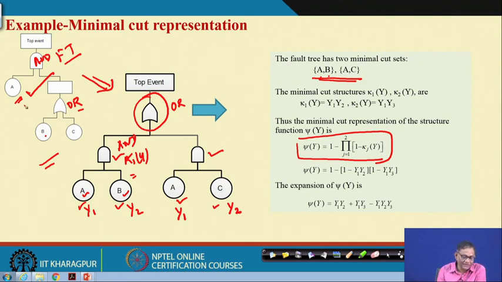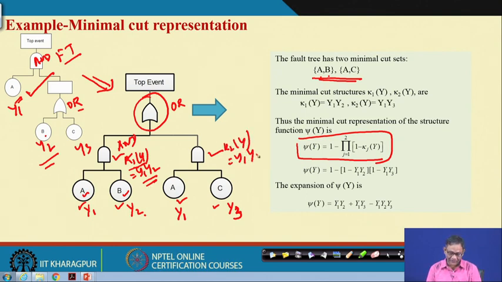So, A, B, C are y1, y2, y3. A is y1, y2, y1, y3. Okay. So, now this is an AND gate. So, k1y is y1 y2. Now, k2y is y1 y3. So, you have k1y and k2y. Now, the structure function representation with the OR gate will be this.